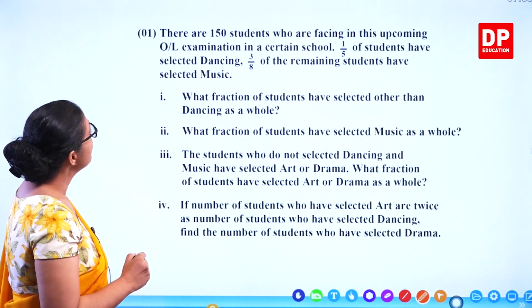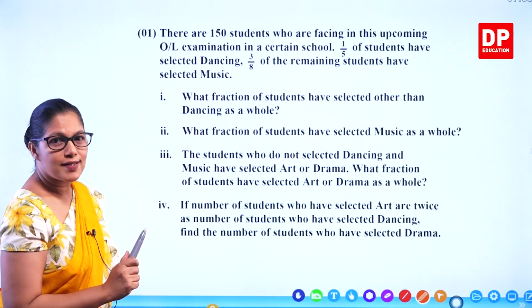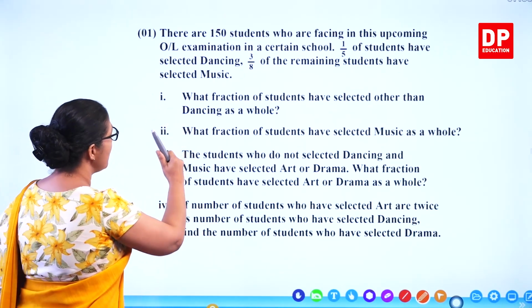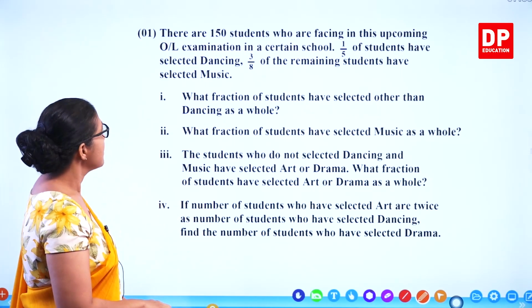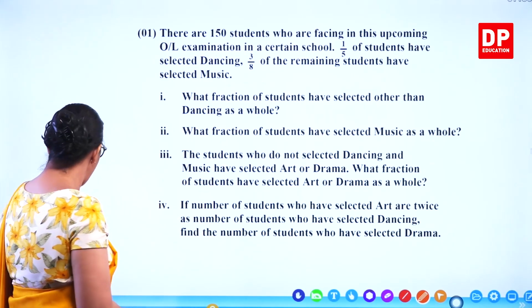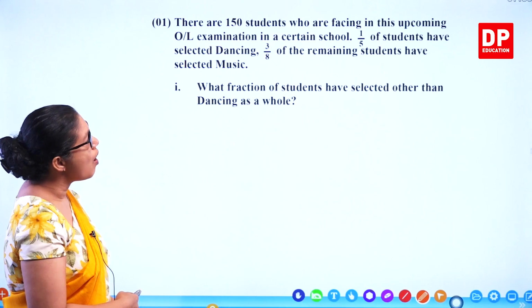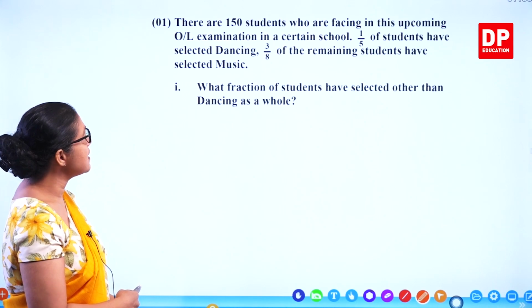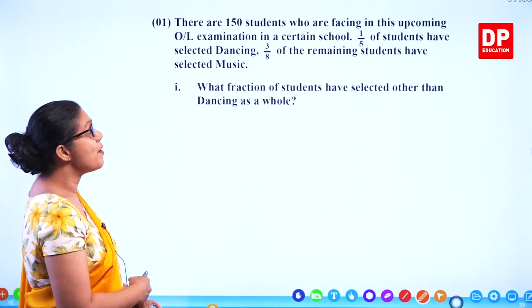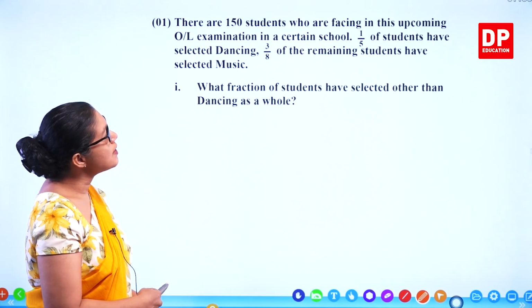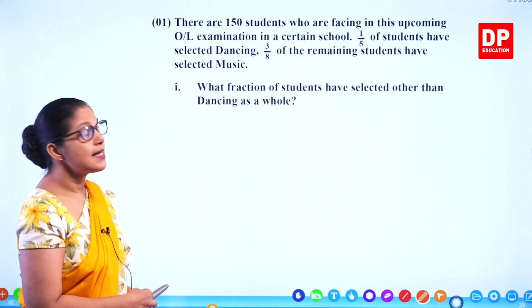Question number 1. You get 4 parts, so the full thing is 10 marks, and each part gets different marks. Let's do question number 1. There are 150 students facing this upcoming O-level examination in a certain school. 1/5 of students have selected dancing. 3/8 of the remaining students have selected music. What fraction of students have selected other than dancing as a whole?